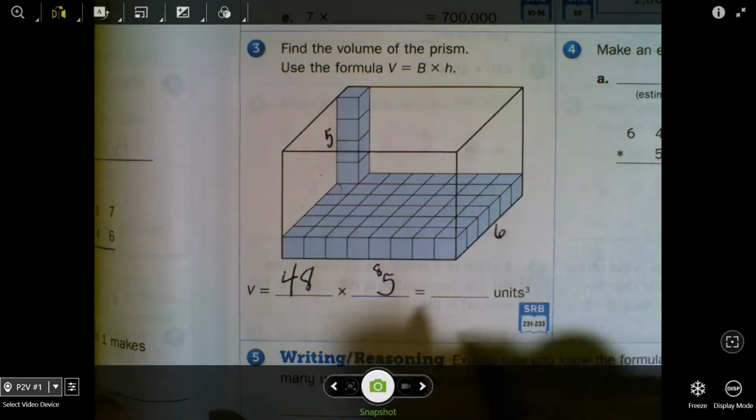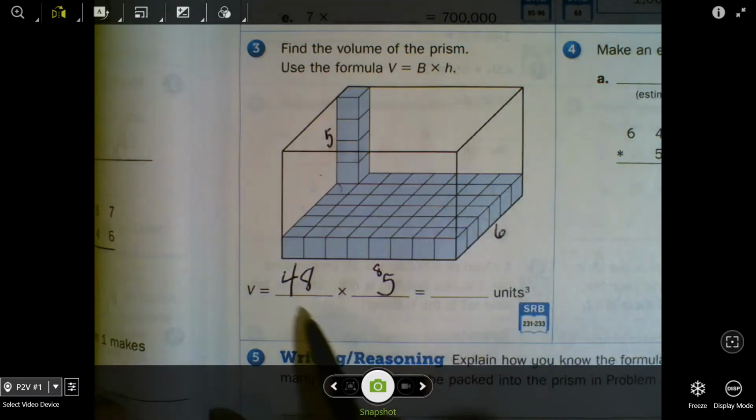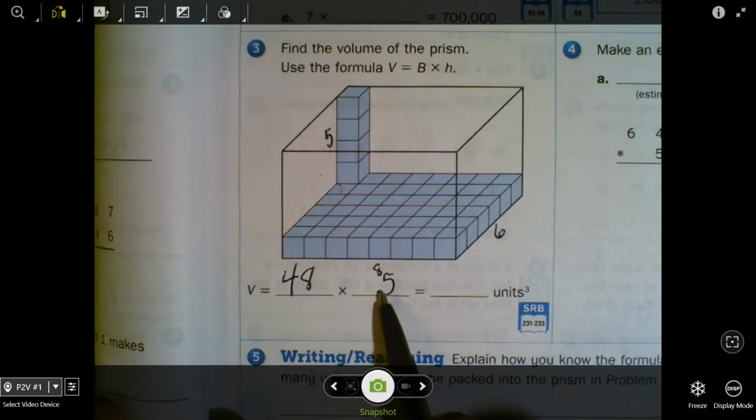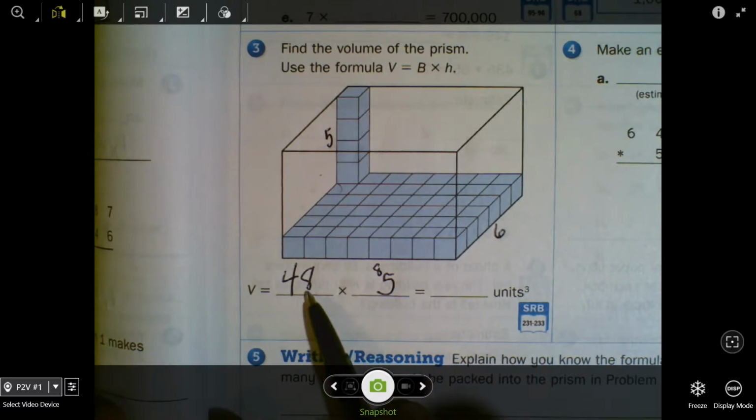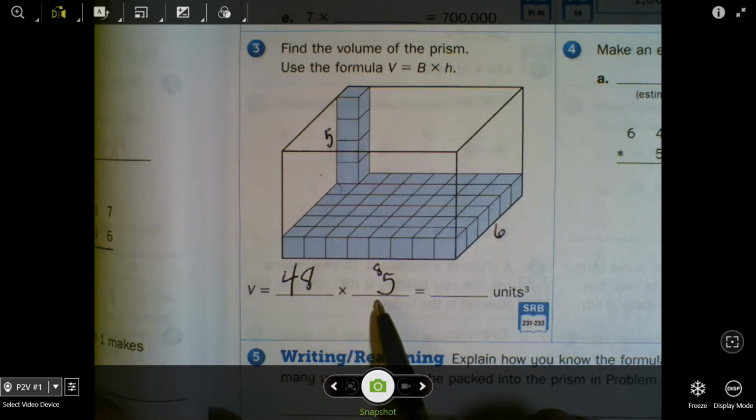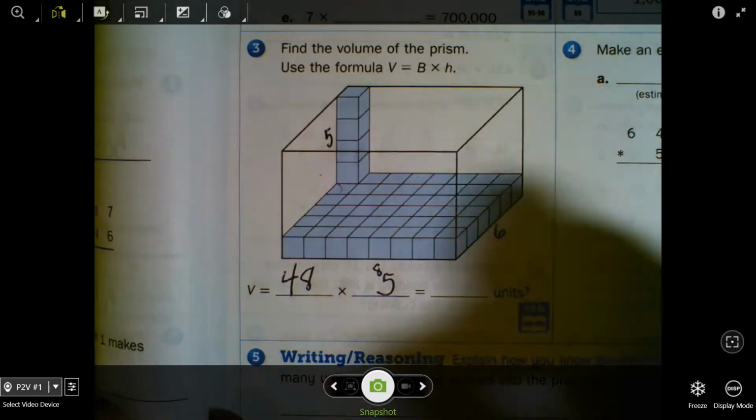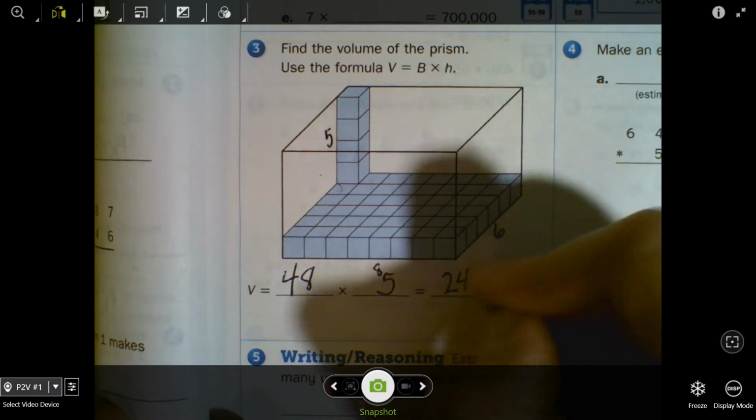And 48 times 5, well, let's estimate. 50 times 5. 5 times 5 is 25, so it should be somewhere around 250. But actually, I'm going to have 10 less than that, 2 times 5 less. So instead of 250, it should be 240.